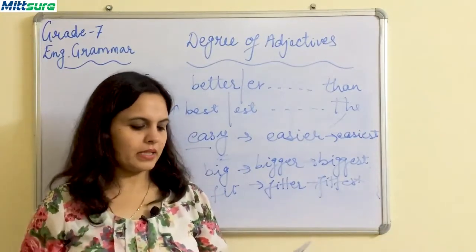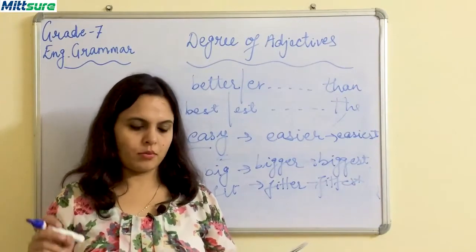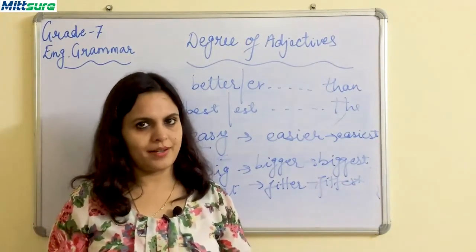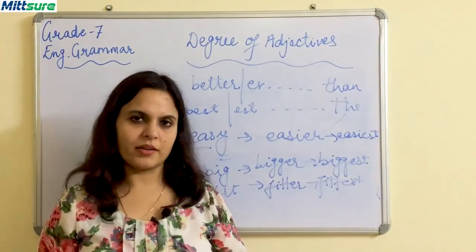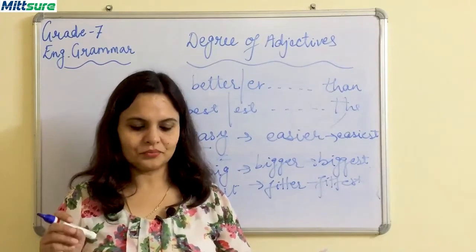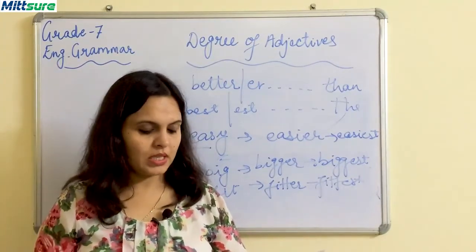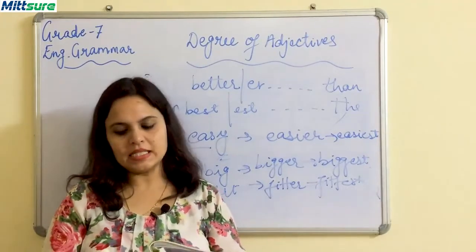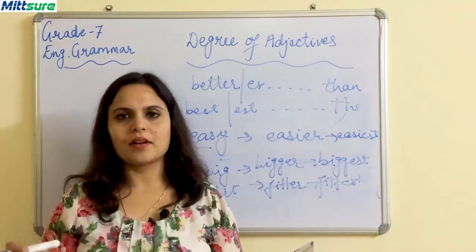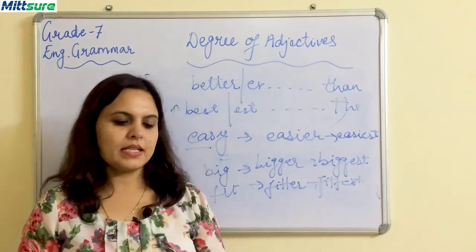Good, better, best; bad, worse, worst; evil, worse, worst. With evil also we use the same comparative and superlative degree, worse and worst. Inner, innermost, uppermost, little, less or lesser, then least. So little will have the comparative degree as less or lesser, and then the superlative will be least.